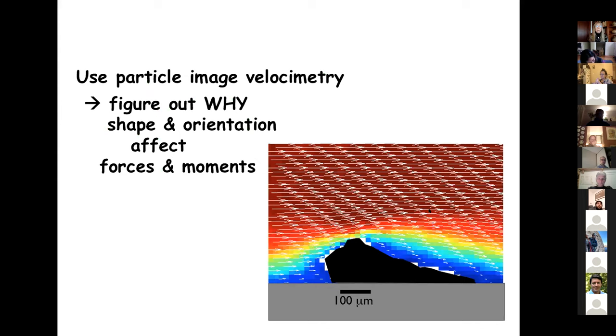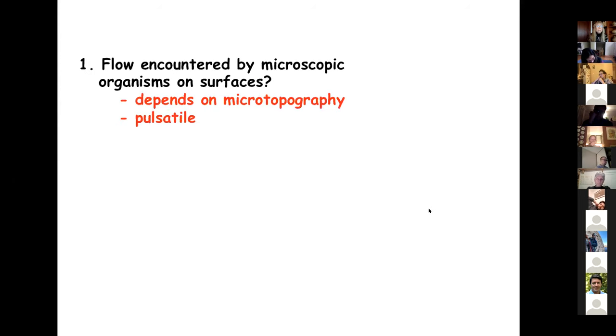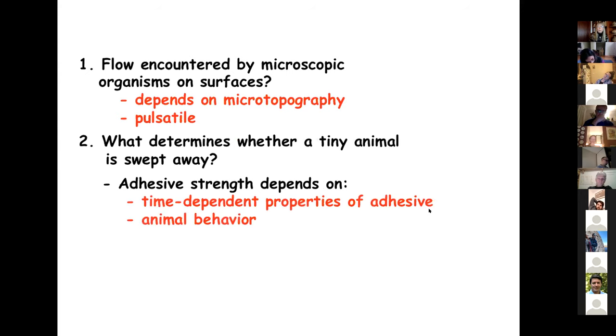And we can also use particle image velocimetry to figure out why the shape and the orientation of the organism affects the forces and the moments that we're measuring on it. And I won't bore you with a lot of results, but just summarize the kinds of things we can learn by doing these sorts of small-scale experiments. When we think about the flow encountered by microscopic organisms on surfaces, we learned that it depends on the microscale, it depends on the microtopography and where they're sitting, and the flow is pulsatile. If we ask what determines whether a tiny animal is swept away, we learned that the adhesive strength depends on the time-dependent properties of its adhesive and on its behavior at the time the pulse hits it.